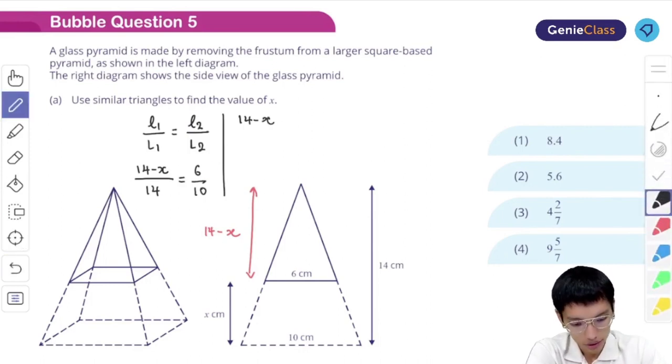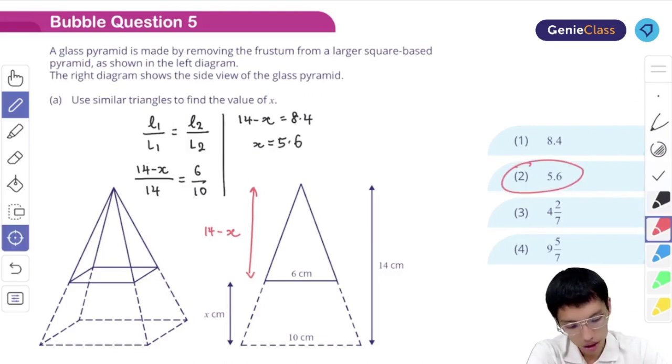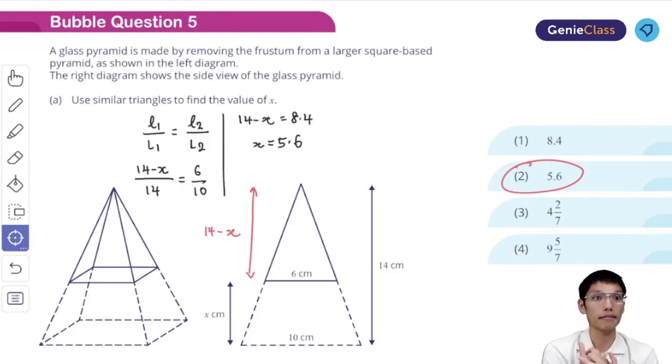So I'll get 14 minus x is equals to 8.4. X is just 5.6. So most of you got it right. Good job. Have a pat on the back. For those who did not, just be very careful not to apply your ratios wrongly.